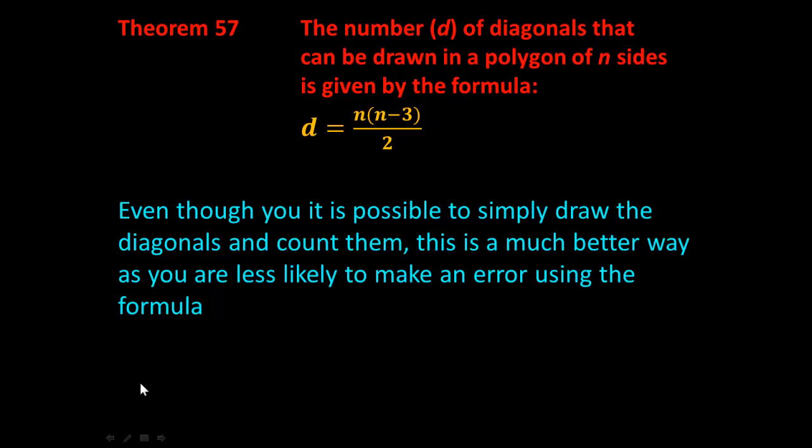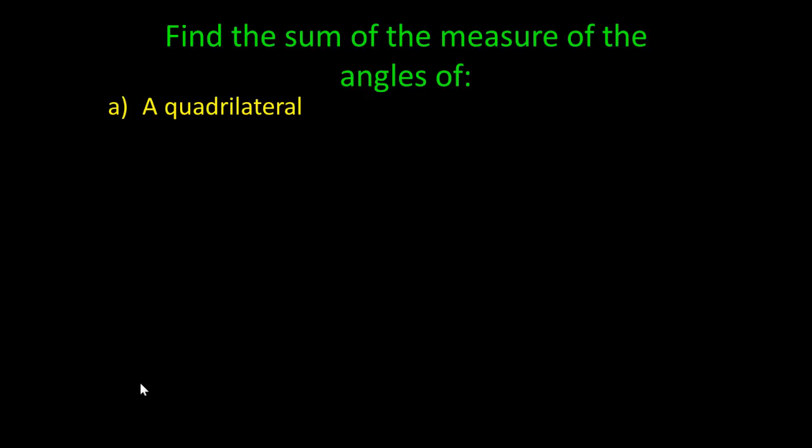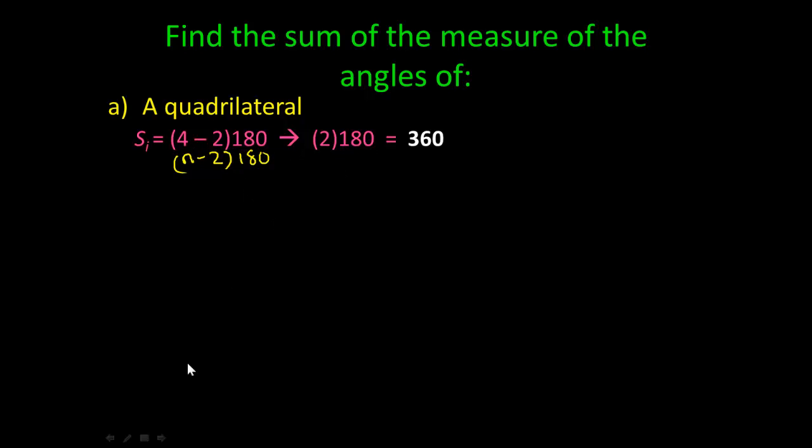All right, let's move on to some examples. Okay, let's find the sum of the measure of the angles of a quadrilateral. Do you remember the formula for interior angles? Hopefully you do. For a quadrilateral, the sum of the interior angles uses the number of sides, so it's n minus 2 times 180, remember? So 4 minus 2, which is 2, times 180, which equals 360. And I think we covered that a second ago.